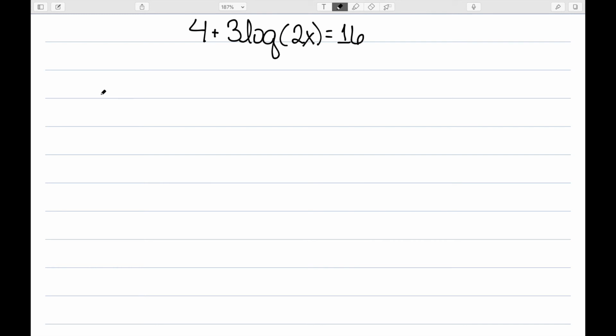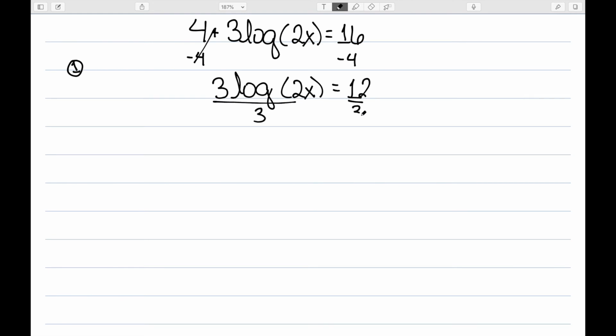Here I have 4 plus 3 log 2x equal to 16. This time I'm going to have to start with my first step. I'm going to subtract 4 from both sides to write this as 3 log 2x equal to 12. I then need to divide both sides by 3, and I get log of 2x equal to 4. So I have my log on one side, everything else on the other. I do still only have one logarithm, so I can move to step 3.